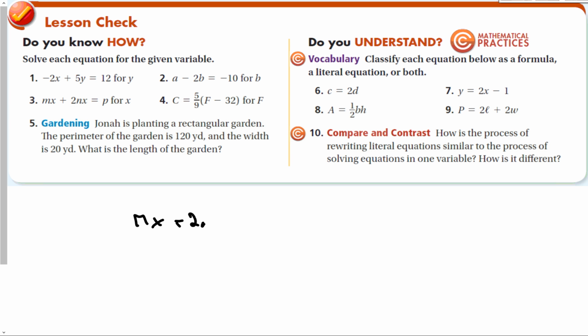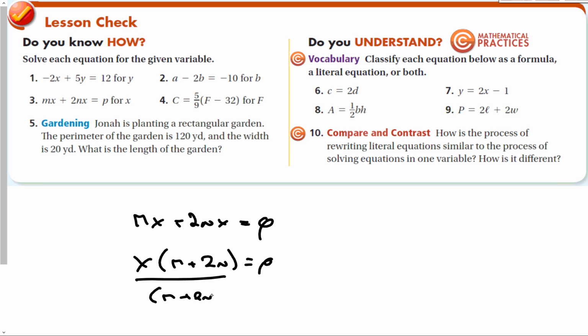mx plus 2nx is equal to p. So I want to get x by itself. Notice that it's in 2 places. They're both on the same side, which is good. So factor it out. x times m plus 2n is equal to p. And then divide out this whole expression, m plus 2n. So my answer is p over m plus 2n.